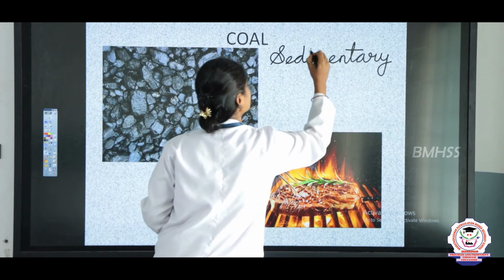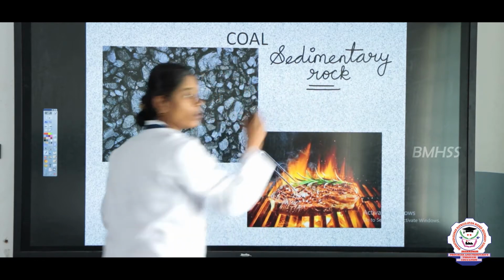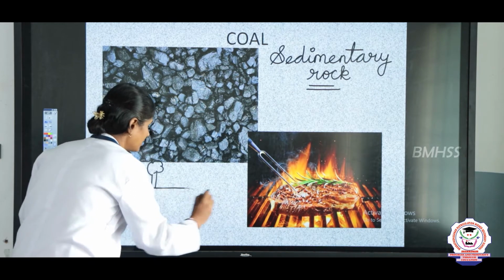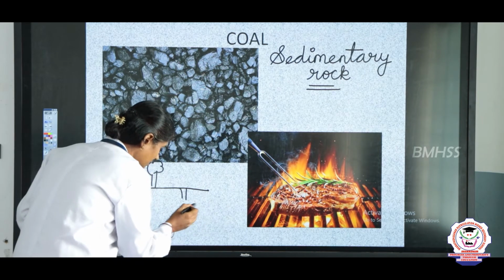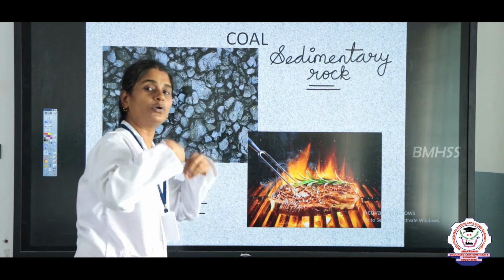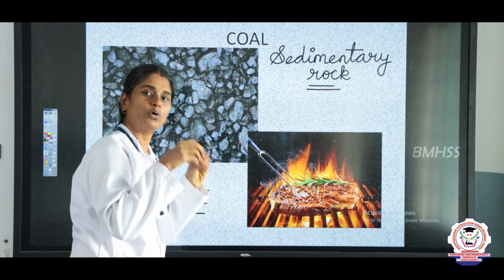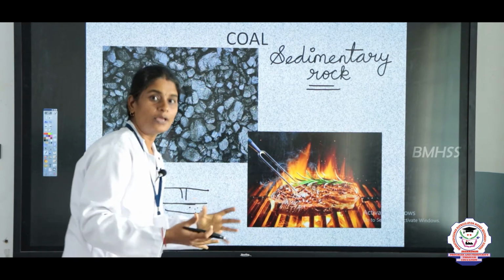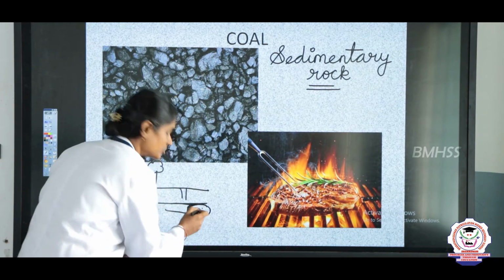So coal is a sedimentary rock. And how is this coal formed? Once the trees dry, they fall under the earth's surface. Once the plants are buried under the ground, they lose all the hydrogen, nitrogen and oxygen, leaving only the carbon. After a long period, due to high temperature and pressure, this carbon changes into coal.